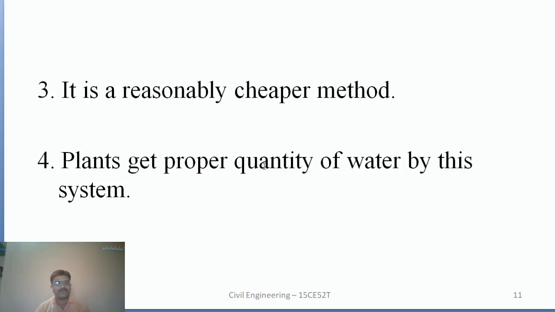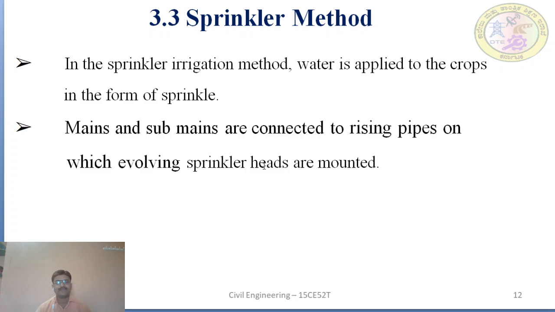Now coming to the fourth advantage: plants get the proper quantity of water by this system. If the plants get the proper quantity of water, the growth or the yield of the crop will be more. This is the advantage of the furrow method of irrigation. That was the furrow irrigation method. In the next concept we will be studying the sprinkler irrigation method.